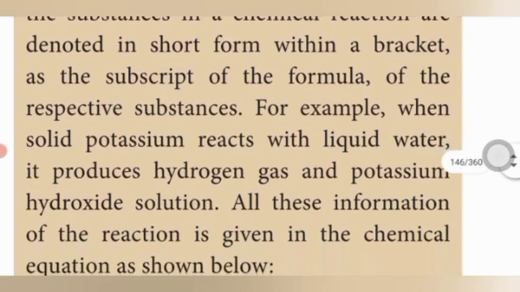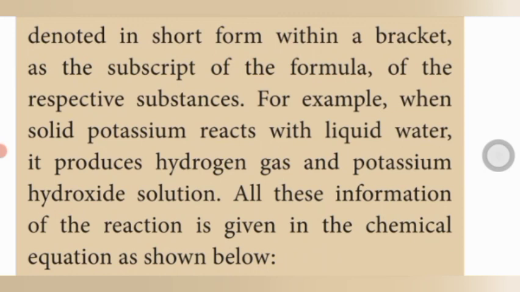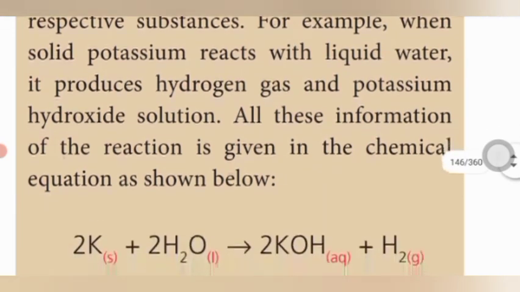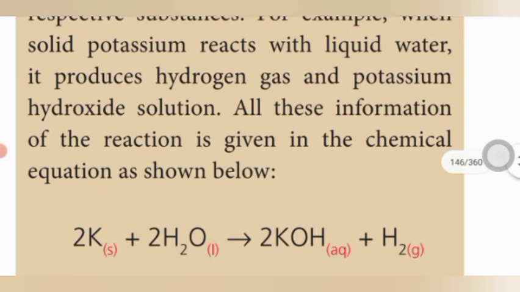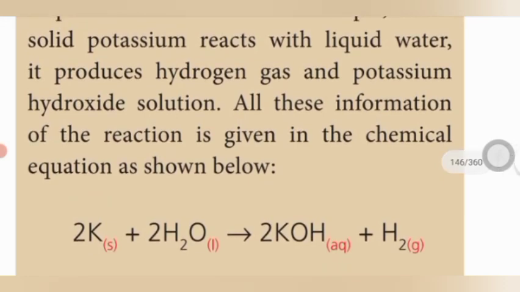For example, when solid potassium reacts with liquid water, potassium is in the solid state and water is in the liquid state. They react to produce hydrogen gas and potassium hydroxide solution. All this information about the reaction is given in a chemical equation.